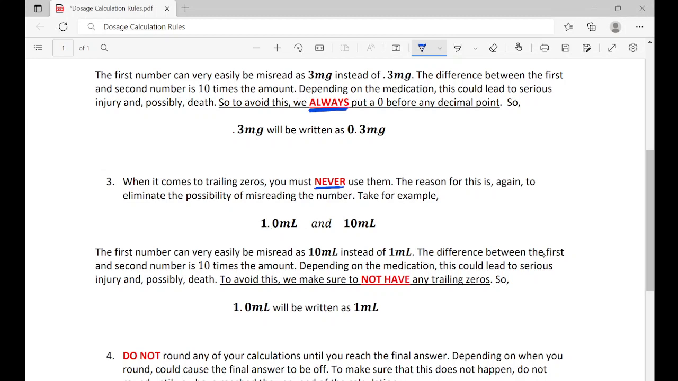The difference between the first and the second number, again in this example, is 10 times the amount. So depending on the medication, this again could lead to serious injury and death. So to avoid these kind of simple mistakes, you should not have any trailing zeros ever. So when you have 1.0 milliliters, you don't write this. You write it as 1 milliliter, just the 1, not 1.0.